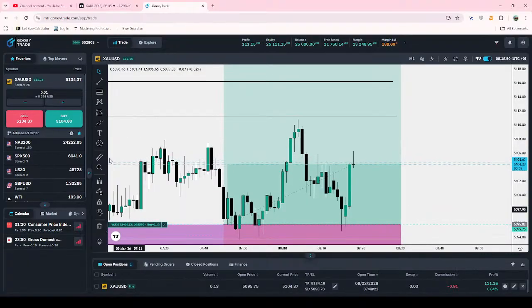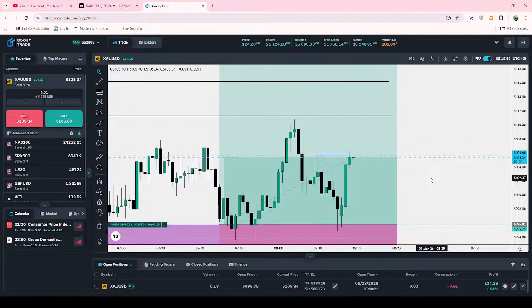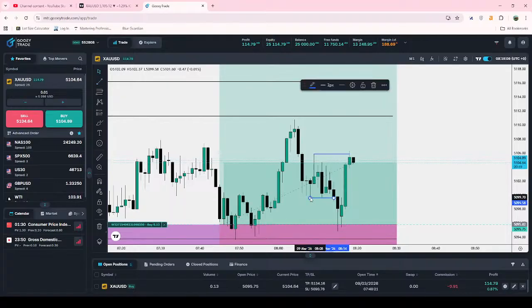If we get a body candle close that is low, high, then we can be confirmed of a bullish bias. This is low, this is high.